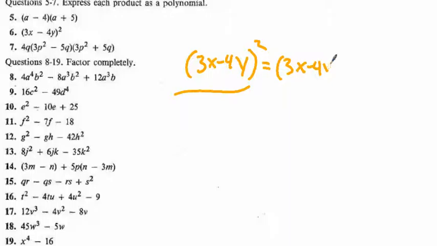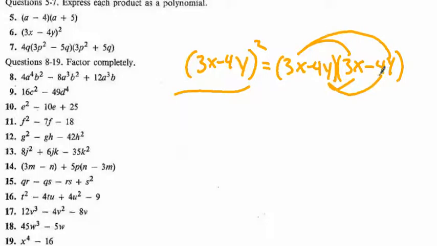Number 6 is kind of a trap problem. 3x minus 4y squared. What this means is I'm multiplying this binomial by itself. So I have 3x minus 4y times 3x minus 4y. And now we're back in the same place we were before. FOIL or rainbows and smiley faces. So 3x times 3x is 9x squared. Cross it out because you did it.